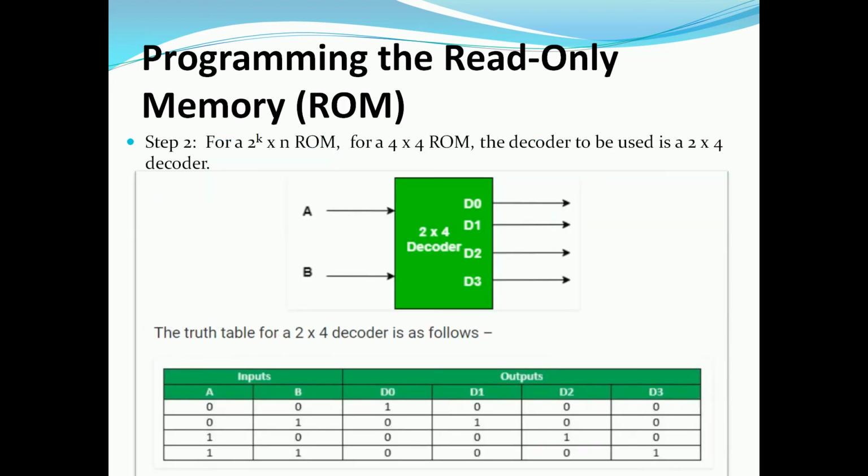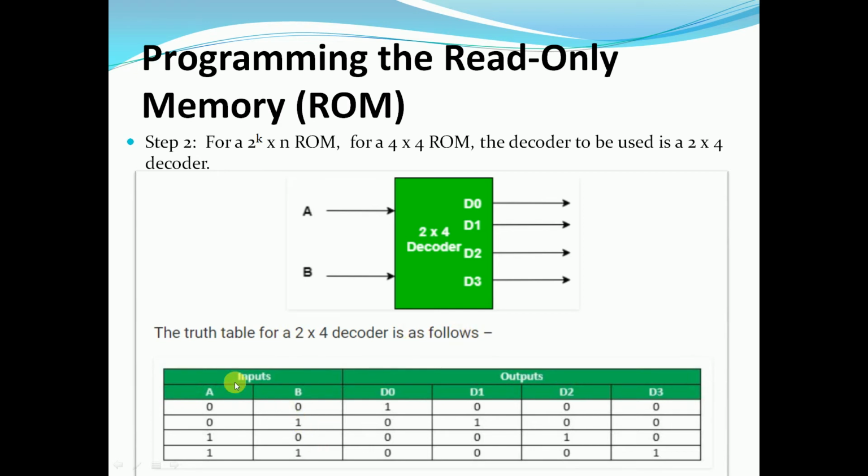Our step number 2. For a 2 raised to power k cross n ROM, for a 4 cross 4 ROM, the decoder to be used is a 2 cross 4 decoder. Here we can see that A and B represent the number of inputs, that is 2, and D0, D1, D2, D3 represent the number of outputs. That makes a 2 cross 4 decoder. Here 2 represents the number of inputs and 4 represents the output lines. So the truth table for the 2 cross 4 decoder is as follows.